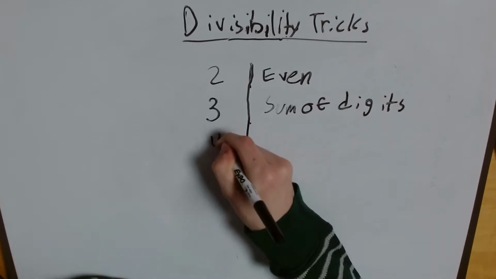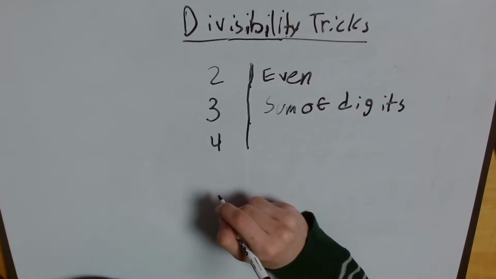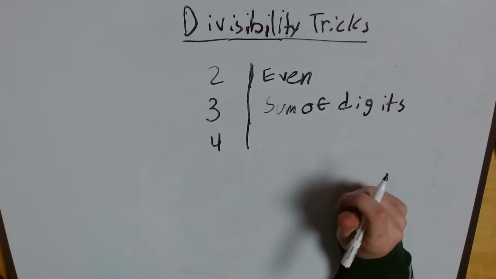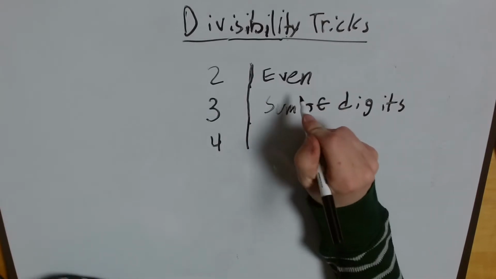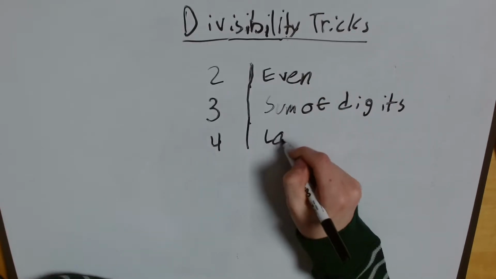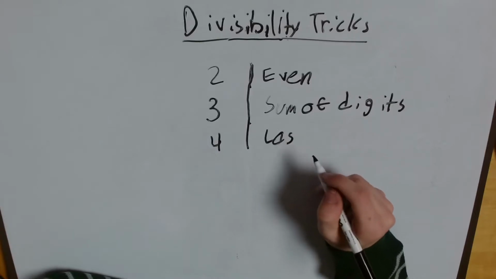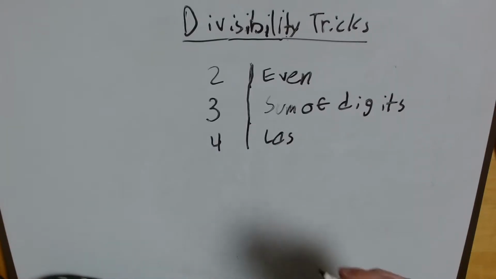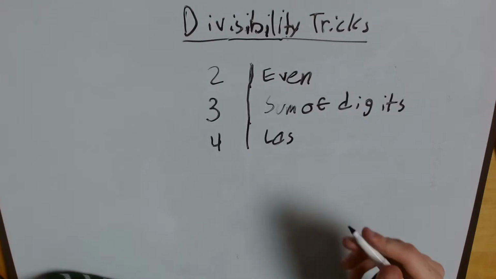For 4, we see a rather interesting pattern start to emerge, where now instead of looking at the last digit, just like we did for 2, we're going to look at the last 2 digits. And if the last 2 digits are divisible by 4, then that number itself is divisible by 4.